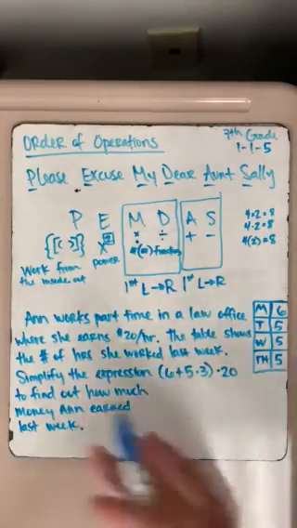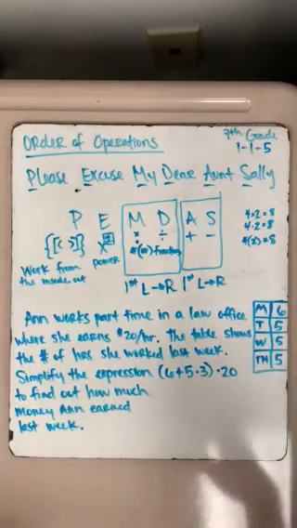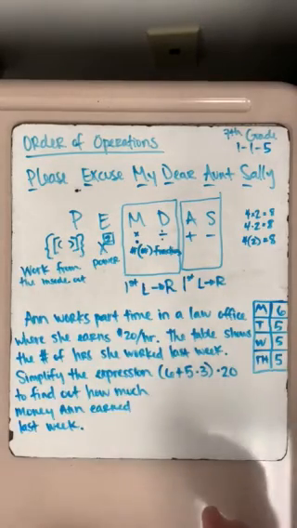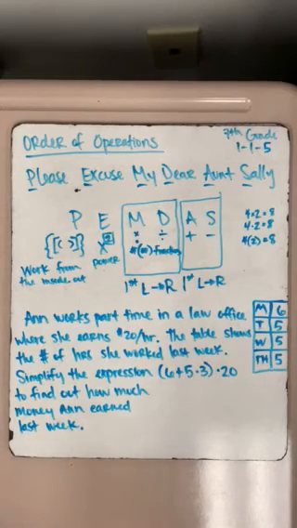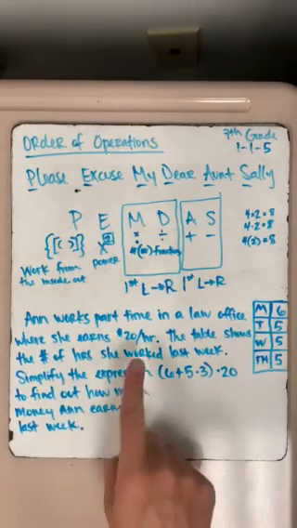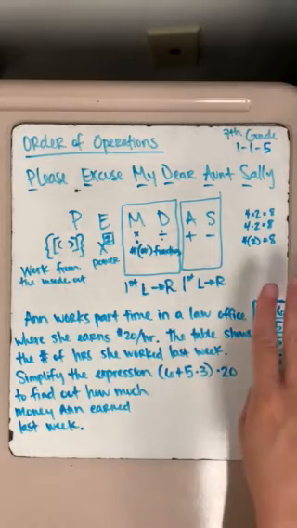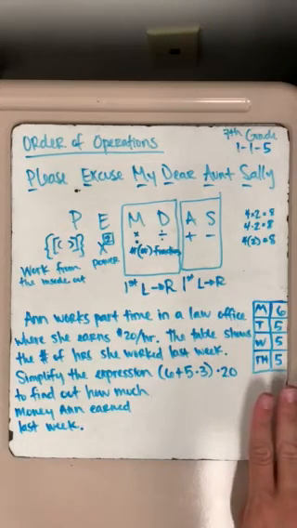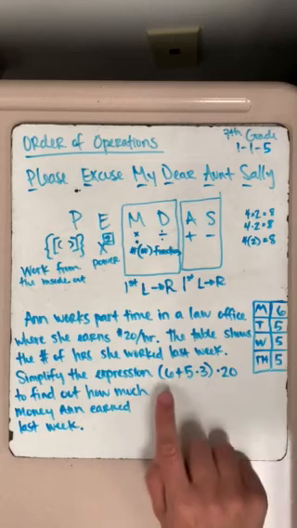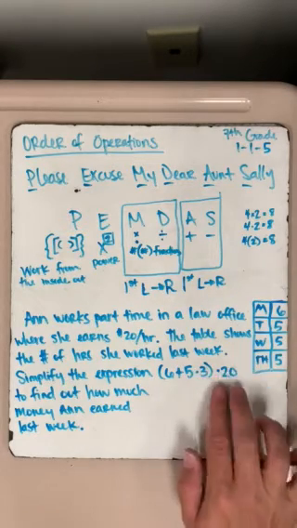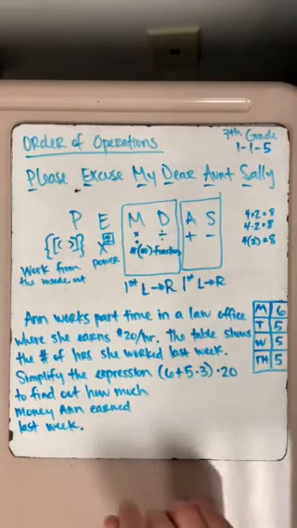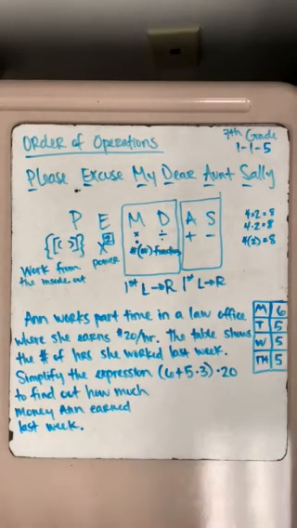I want to go over this with you so that you guys can understand where everything is coming from, because you guys will have to do one on your own. So, Anne works part-time in a law office where she earns $20 per hour. The table shows the number of hours she worked last week. Simplify the expression, here it is, 6 plus 5 times 3 in parentheses times 20, to find out how much money Anne earned last week.